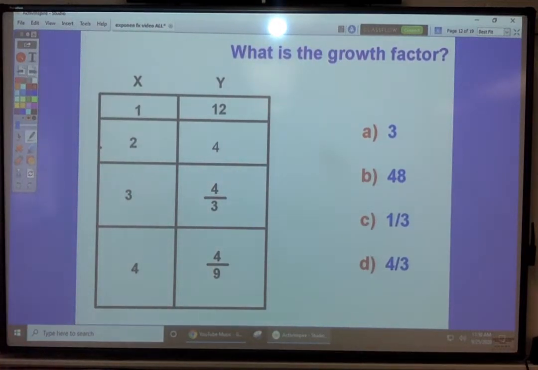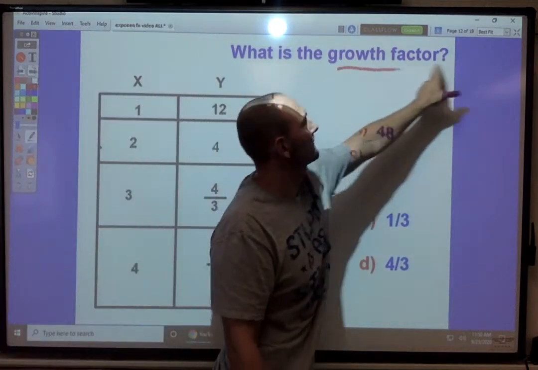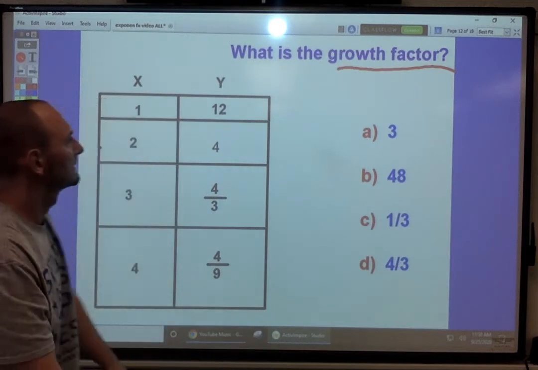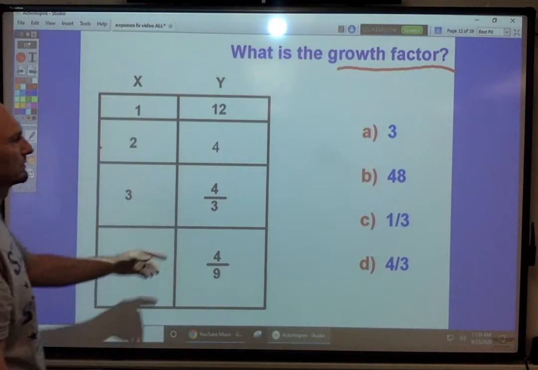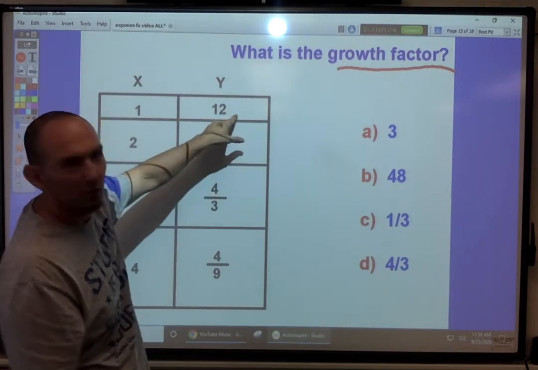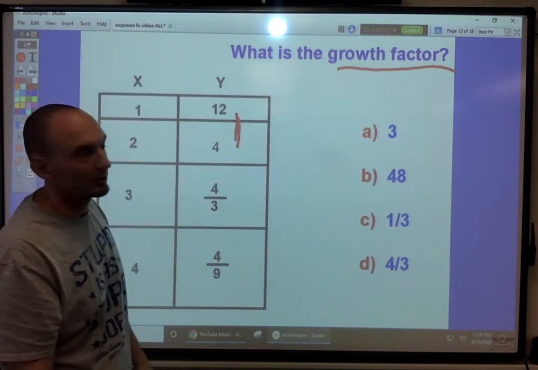Again, what is the growth factor? Here, I just want to know what's the factor. You got to know what that word means. The factor is what you multiply by. So, all I really have to do is divide. So, right off the bat, you see 2 whole numbers here. And I'm trying to trick you.